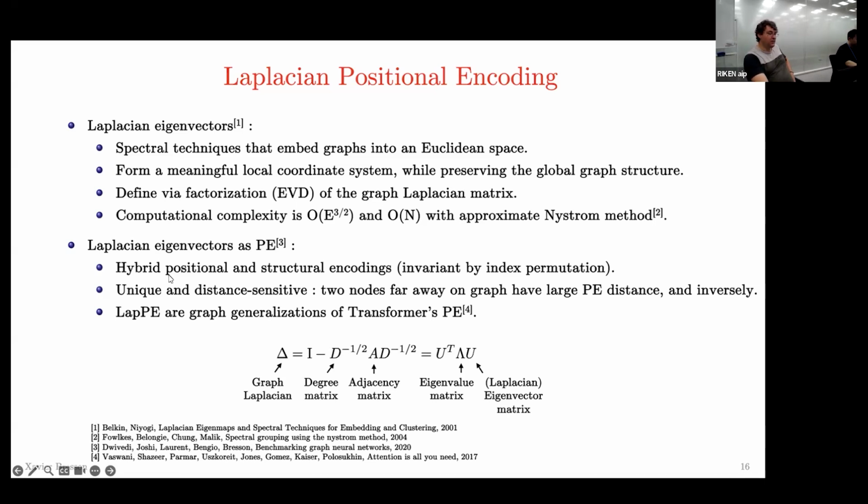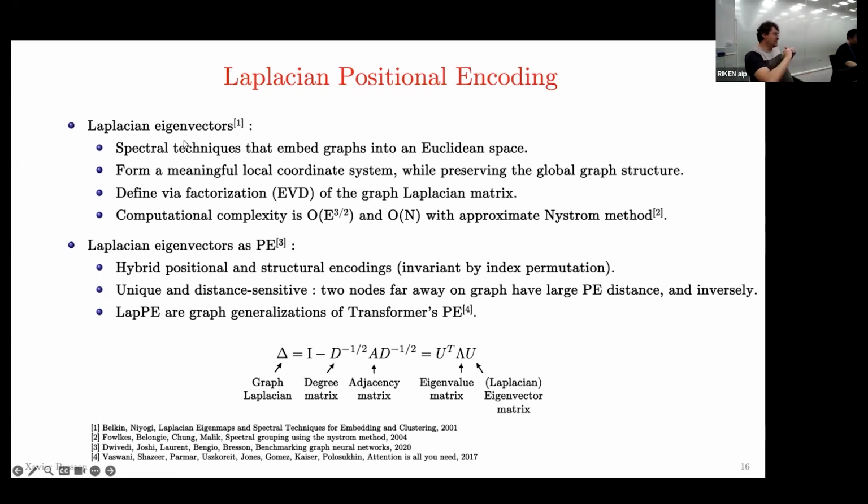But it's very interesting for what we need. So it's a hybrid system between positional and structural encoding. And it has everything. It's invariant with respect to index permutation. It's unique. It's distance sensitive. And actually, when you look at what people use in the transformer, which are the sine and the cosine functions, the Laplacian eigenvectors are precisely that.